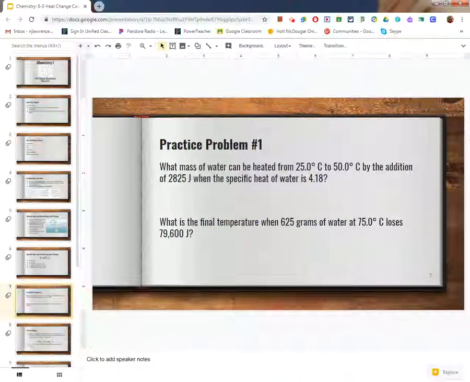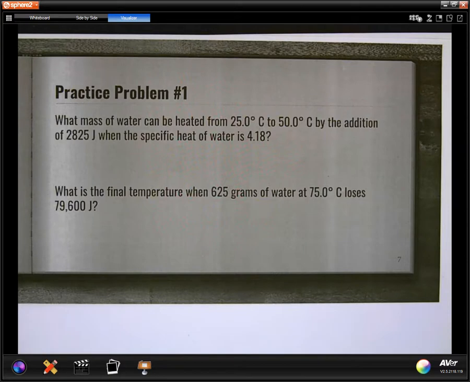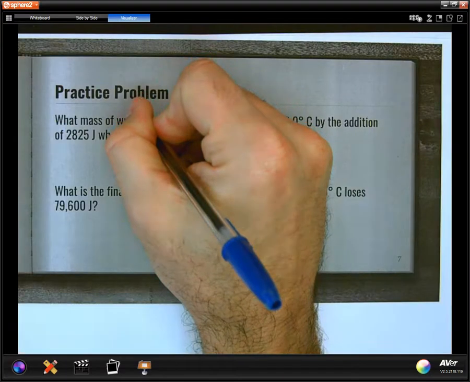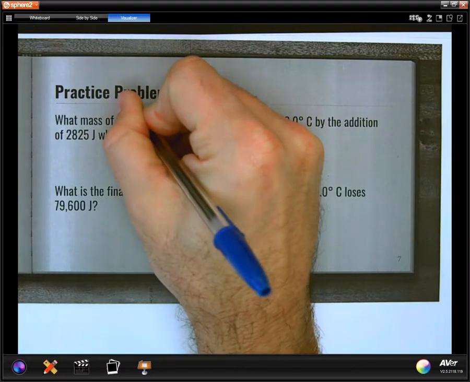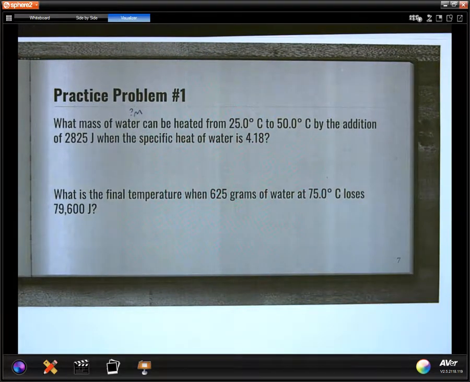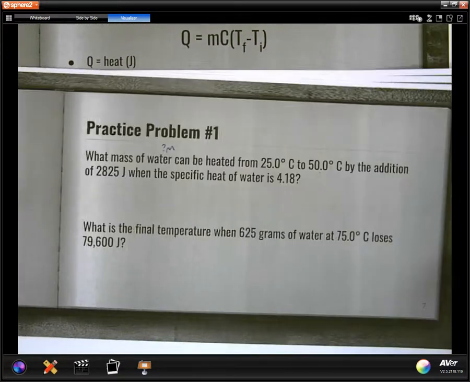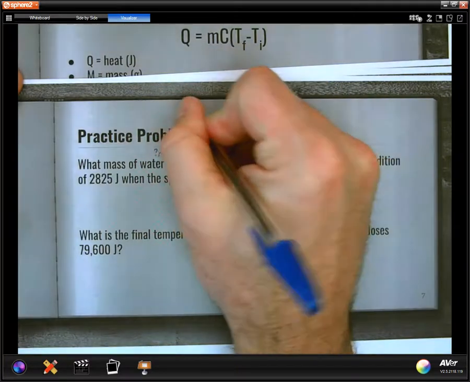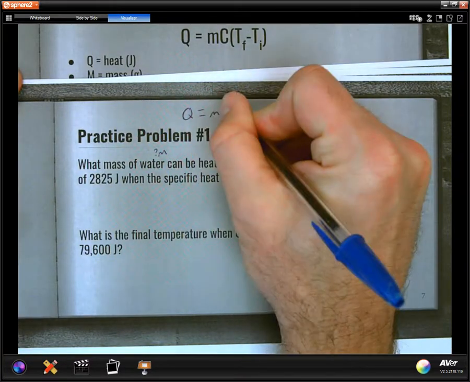So this first problem here, we can read it as: what is the mass of water? Right off the bat, I see it's asking me to solve for M. So looking at the equation we just got done dealing with, I'm going to use this equation and solve for M. I'm just going to go ahead and write it here so that way it's nice and easy.